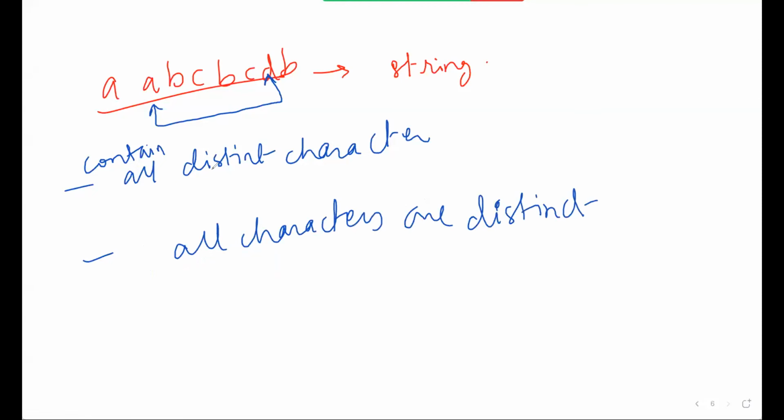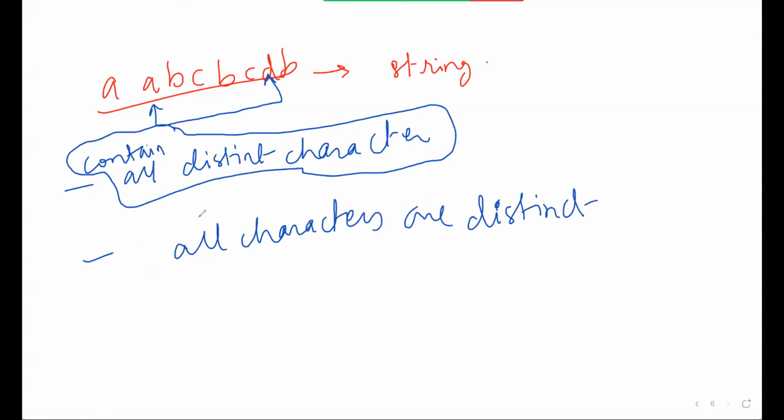So these two things are different. Okay, we have to find the minimum length of a substring which contains all the distinct characters of the string. Okay, so what is the difference here? So I can have A, B, A, C.